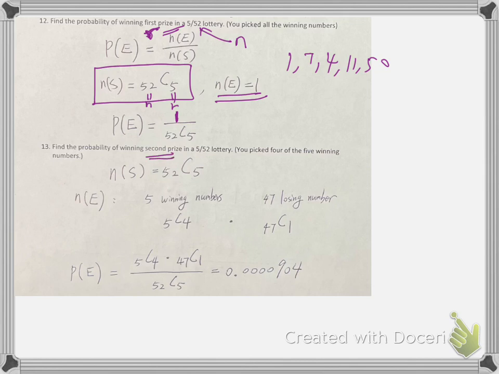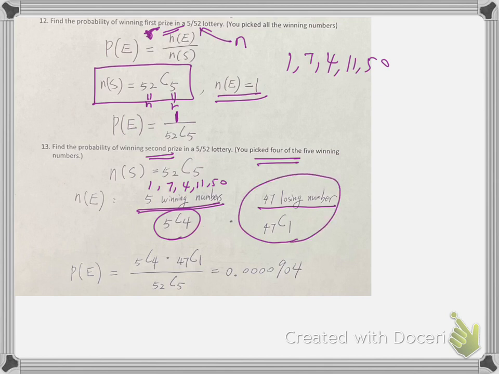Now to make a more general calculation, I also give you the second prize. The second prize is when you match 4 numbers. Let's still use these 5 winning numbers. Now we have two groups: these 5 numbers are the winning numbers, and the other 47 are losing numbers. Second prize means you choose 4 from these 5 winning numbers, which means matching 4 numbers, and then the 5th number you choose from the losing numbers.